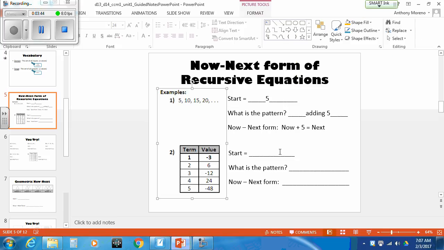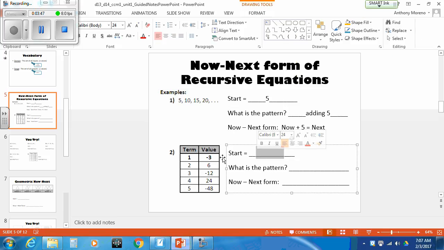Alright, so what is the starting value? We're going to start on this right side, so negative 3 is our starting value. So what's the pattern? Well, this one's going to take a little more thought, right? If I'm going from negative 3 to 6, 6 to negative 12, some of them are positive, some of them are negative. So let's forget about the negatives for a second. If I go from 3 to 6, 6 to 12, 12 to 24, 24 to 48, that's 3 times 2 is 6, 6 times 2 is 12. That's like multiplying by 2.